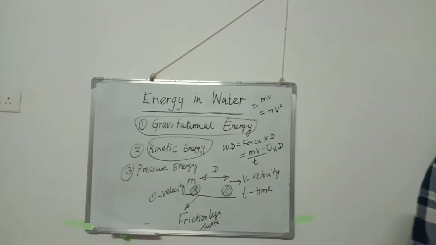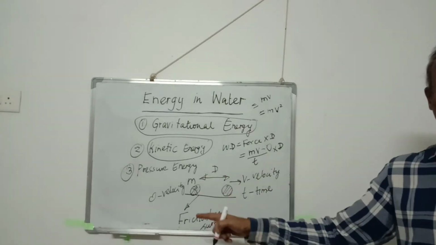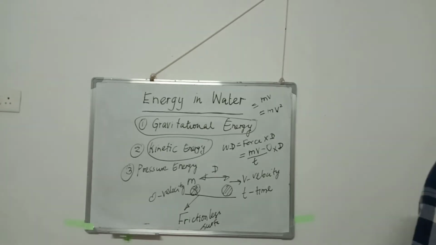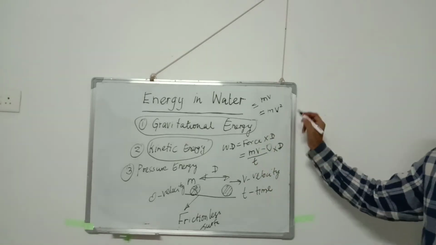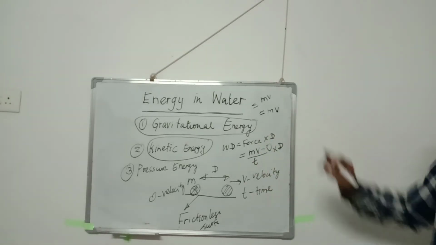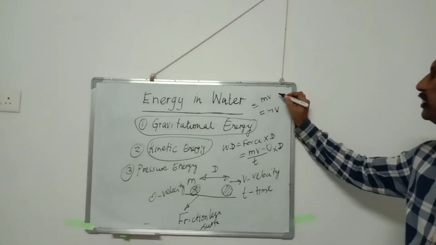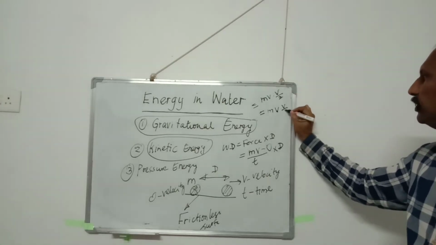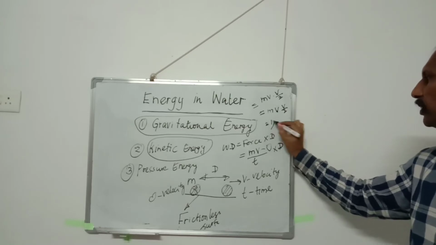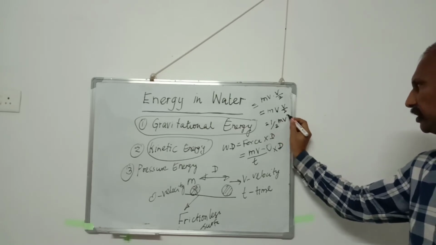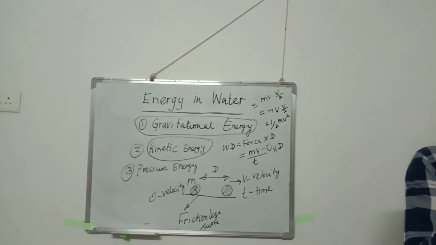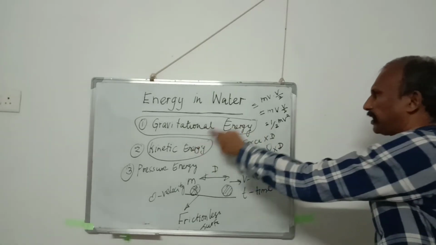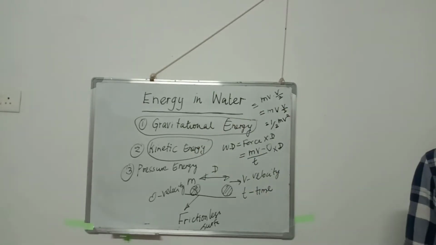Velocity to start with is 0, the velocity keeps on increasing, and it reaches velocity v after passing a distance of d. So d by t will give you the average velocity, which is v by 2. That is the reason why the formula is half mv squared. So the formula for kinetic energy is half mv squared.